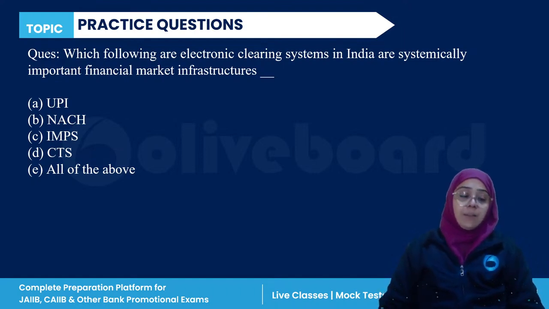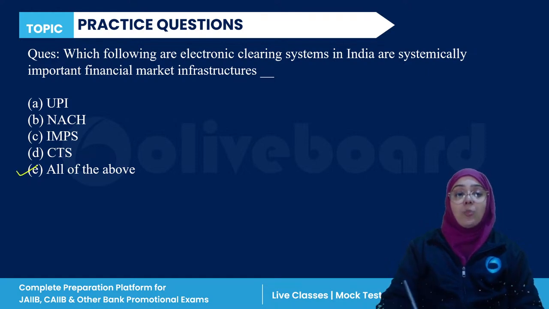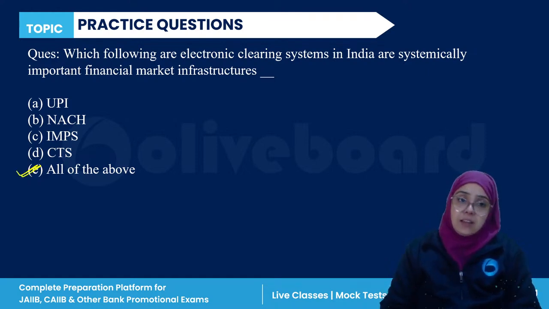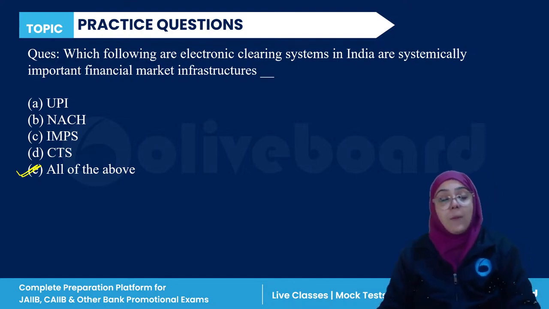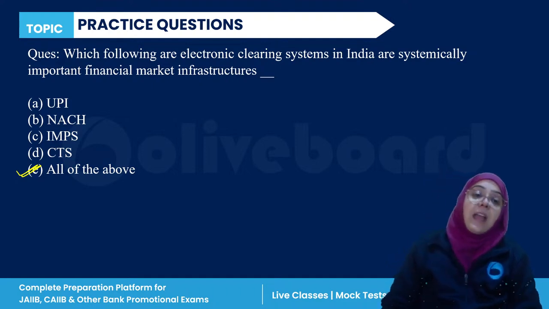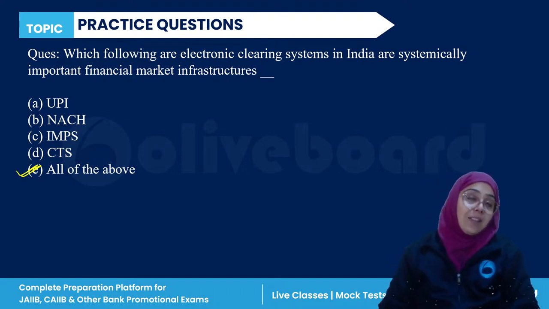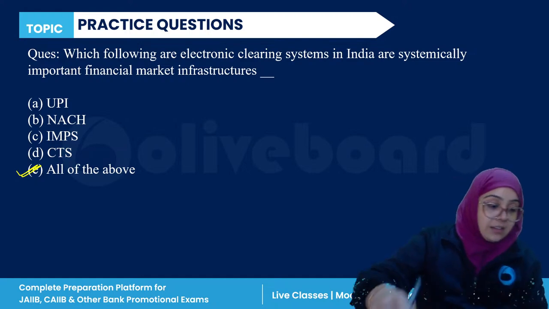So the correct answer is all of the above. UPI, NACH, IMPS, CTS, all of the above is the correct answer. If we talk about the electronic clearing systems in India that are systemically important financial market infrastructure, they are all UPI, NACH, IMPS, CTS, etc. So C is the correct answer.